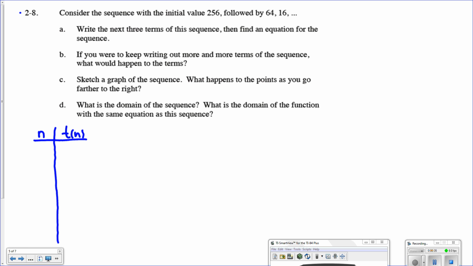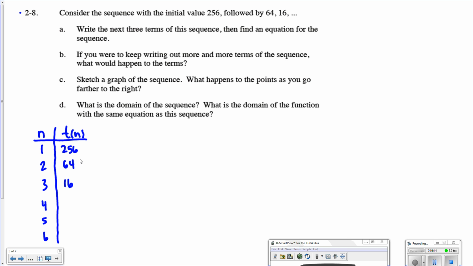So I've got a sequence. My first term in my sequence was 256. My second term in the sequence was 64. The third term in the sequence was 16. And so they want us to find the next three. So what are the fourth, the fifth, and the sixth terms?